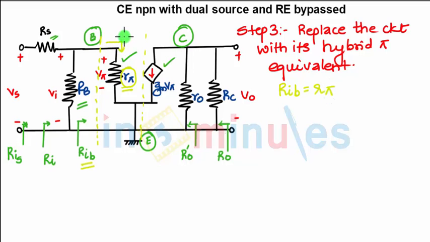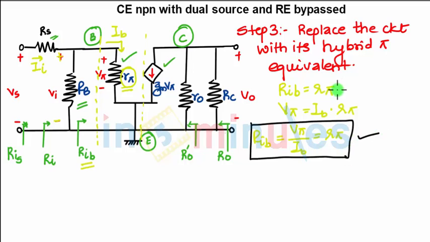That is, if I am assuming the current in the base as IB, this current as II, and this voltage V pi is the same, V pi is over here also and V pi is here also. So I can write V pi as IB into R pi, right? So what will be the resistance? V pi upon IB, which is nothing but R pi, and this resistance is nothing but RIB. So this is how you can find the resistance RIB.